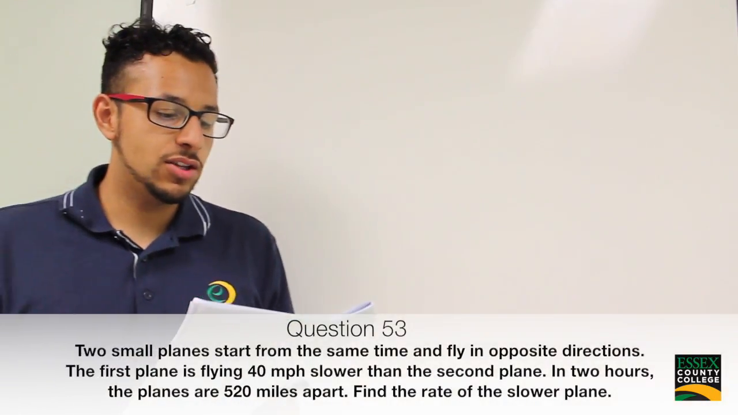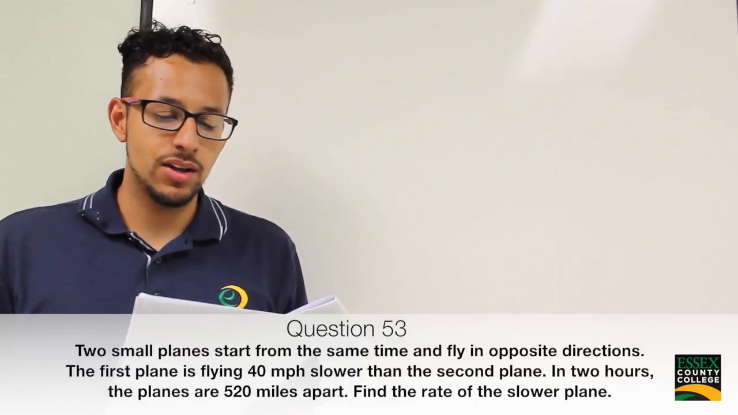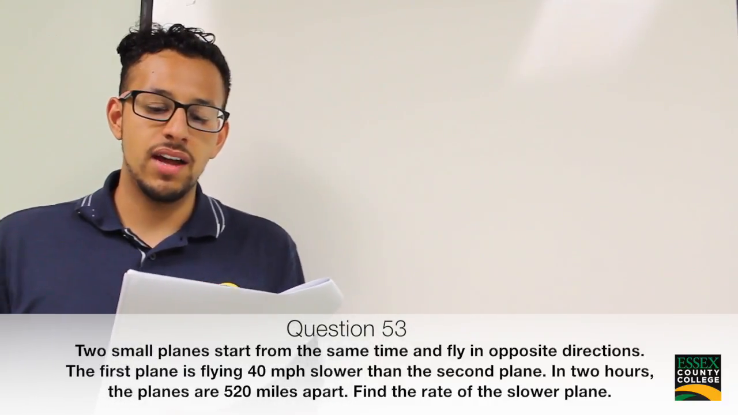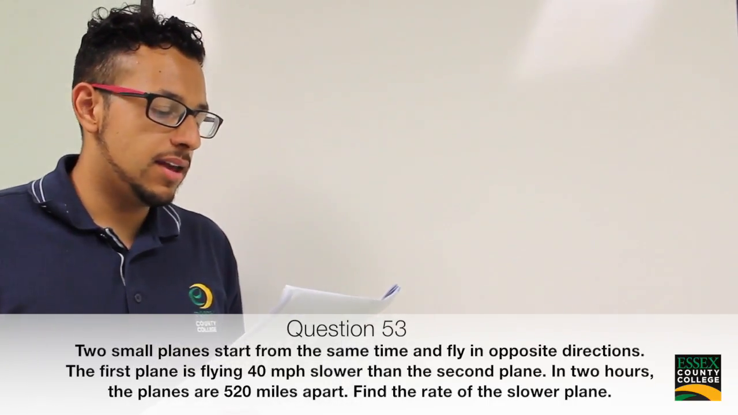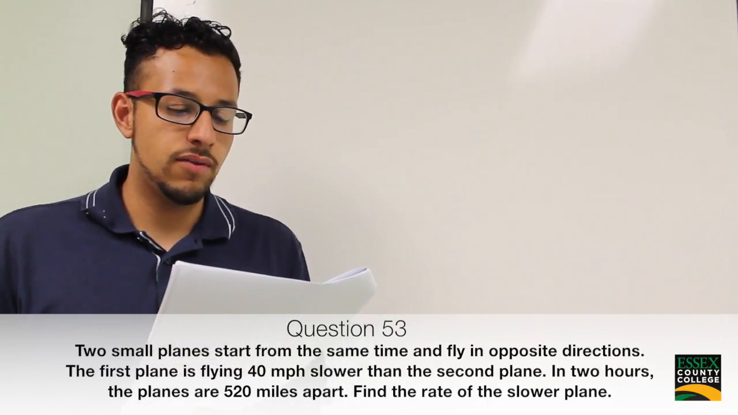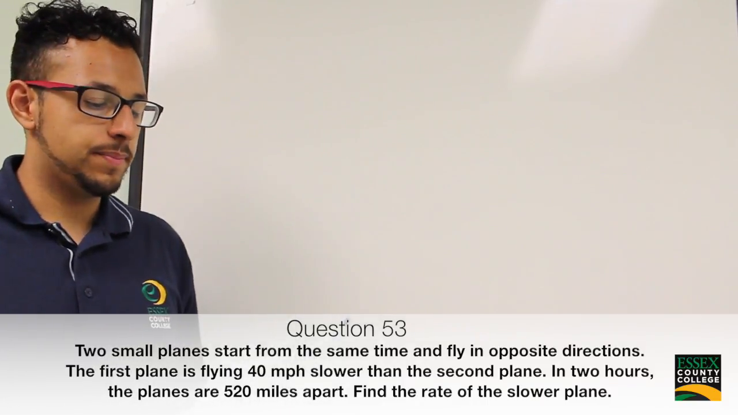The problem states two small planes start from the same point and fly in opposite directions. The first plane is flying 40 miles per hour slower than the second plane. In 2 hours, the planes are 520 miles apart. Find the rate of the slower plane.